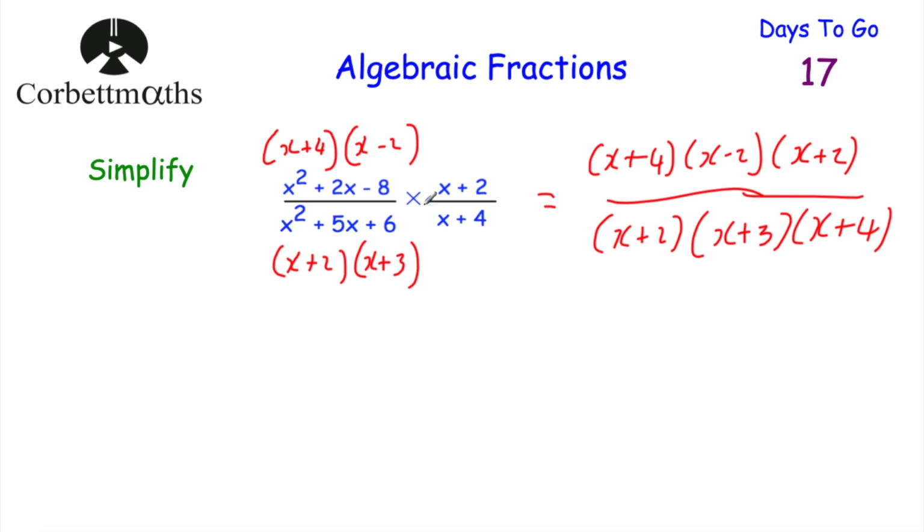Now, just before we carry on, we could have actually cancelled down some of these brackets. So, for instance, I could have cancelled out that x plus 4 and that x plus 4, and for instance, that x plus 2 and so on at that point. But we can do it now. If we have a look here in terms of our numerator and denominator, they're both divisible by x plus 4. So let's divide both by x plus 4. They're both divisible by x plus 2. So our answer would be x minus 2 over x plus 3. And that's it. We've simplified it.